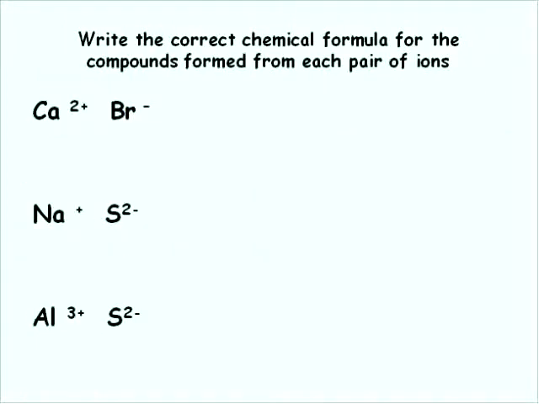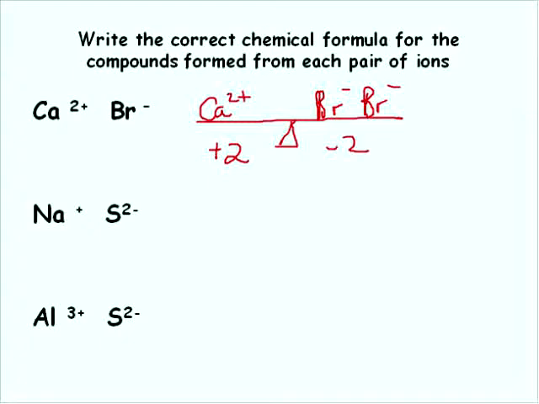Okay, write the chemical formula. Calcium is in group 2A. It's going to lose 2 electrons, therefore it's +2 charge. Bromine is in 7A. It's going to gain 1 electron. It has a -1 charge. For it to balance, and again we'll draw this little figure, for every 1 calcium +2 charge, we're going to need 2 bromide ions. See how it's a total -2. And we add them up as 0.